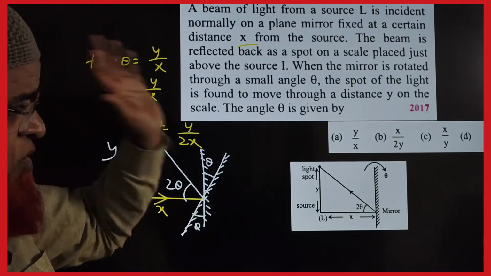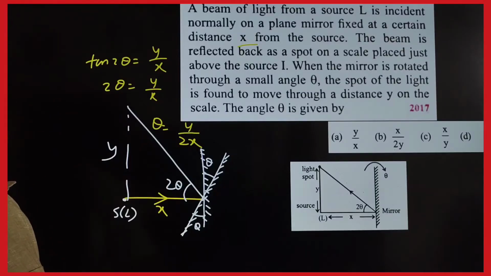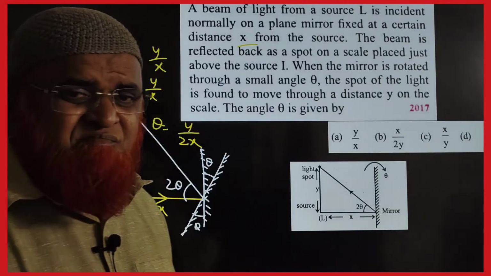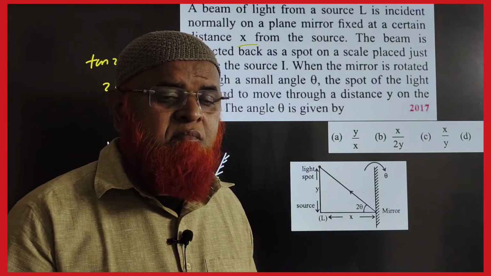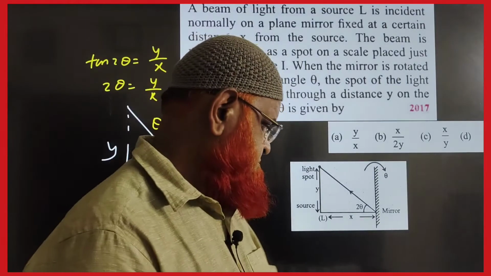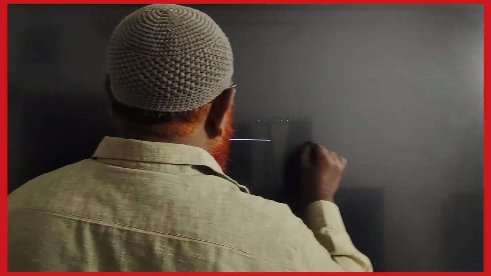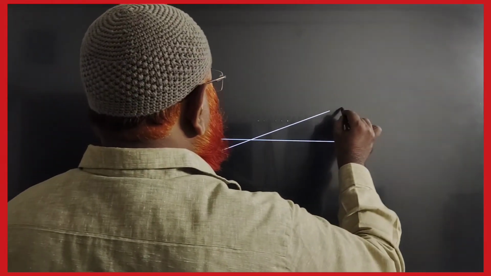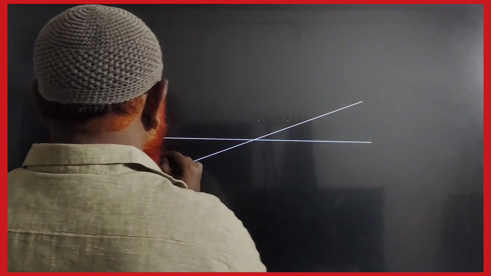Okay. So you want the concept here. When mirror is rotated through angle theta, reflected ray rotates through angle 2 theta. उसका concept होना चाहिए. So this is a mirror. Let us rotate the mirror through an angle theta.